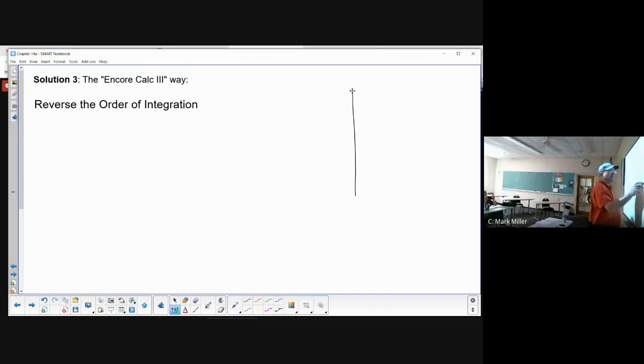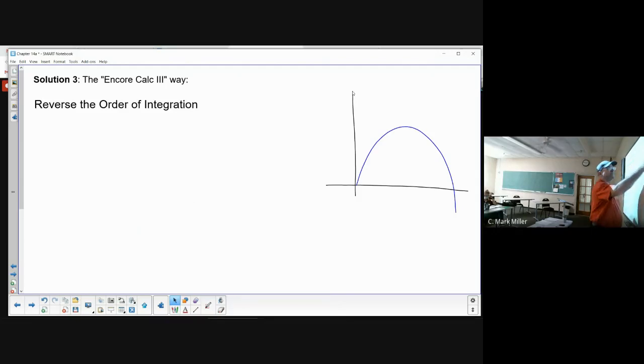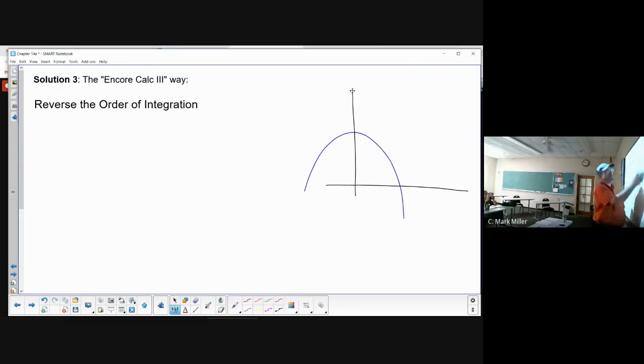What's our area look like again? Oh, no, that's not what it looks like. That's what it looks like, right? Then we have the green coming down like that. And this was the point 0, 4. And this is the point 1, 3.